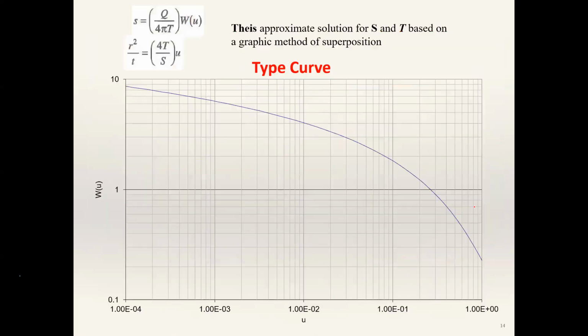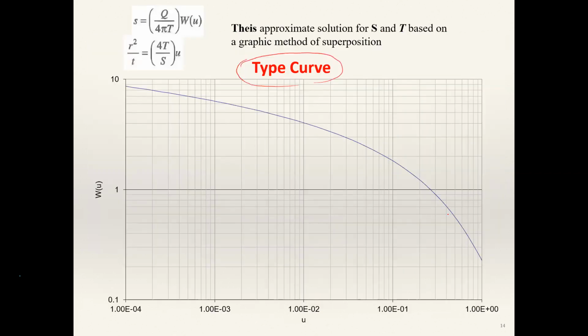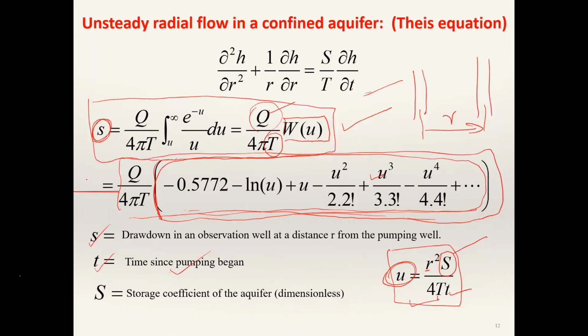After that, he developed this curve. This is called the type curve. These values that we have in this table, when you plot them, it becomes like this. This is the Theis type curve. So we have u on the x-axis, W(u) on the y-axis. How many equations do we have? We have just 2 equations.